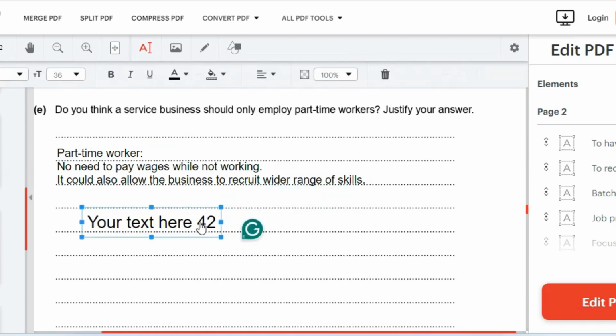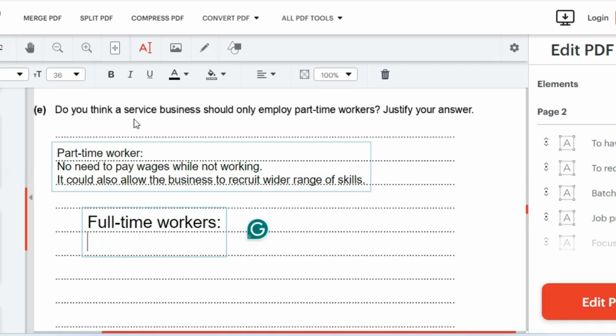Now let us move to the full-time workers and see some little points there also. Let's try to see the points for the full-time and choose whether the business should continue to employ only part-time workers. Full-time workers. What are their factors? Now to start with, of course, they will be able to offer consistency service. Let us try to write that out.